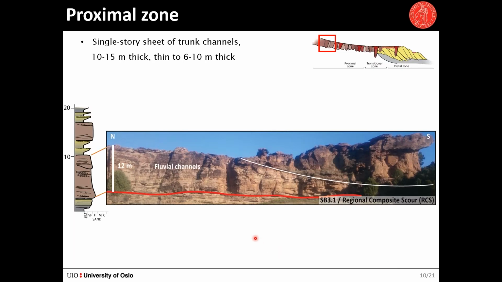So in the proximal zone, the proximal zone is really dominated by fluvial channel fill deposits. So here you see single-story channel fill deposits, and they form a laterally continuous sheet throughout the proximal part of the study area, 10 to 15 meters thick.